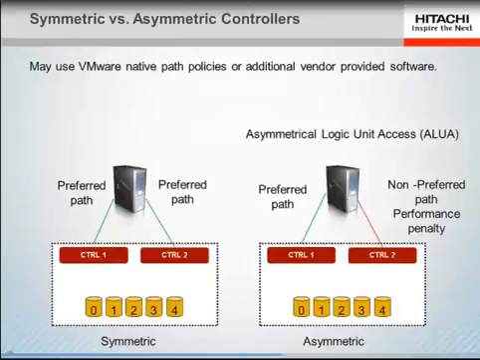With asymmetric logical unit access, called ALUA, you would have a preferred path and a non-preferred path. Both can have active I/O on them, but the non-preferred path would have a performance penalty: either less throughput, fewer I/Os per second, or a slower response time. So in these cases, ESX, which is ALUA aware, would use the preferred path. The non-preferred path would only be used if an I/O could not be completed on the preferred path.